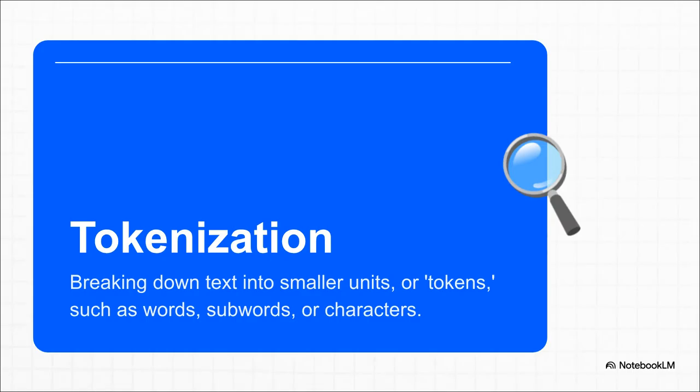It all starts with something called tokenization. Before the AI can understand a single thing you've written, it has to chop your sentence up into these little manageable pieces called tokens. Seriously, think of it like dicing up vegetables before you start cooking. These tokens can be whole words, or as we're about to see, even smaller bits of words.